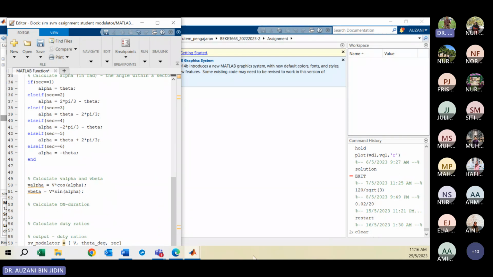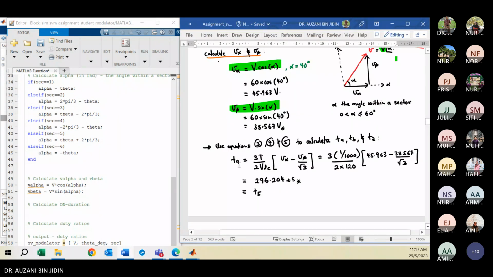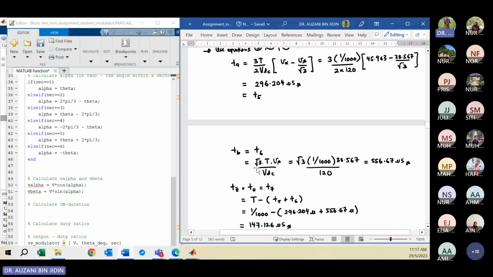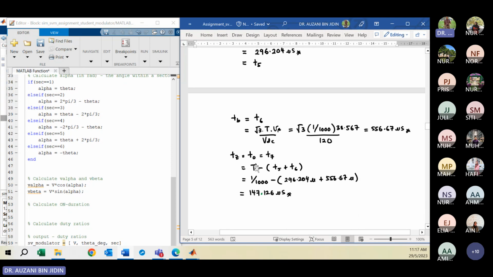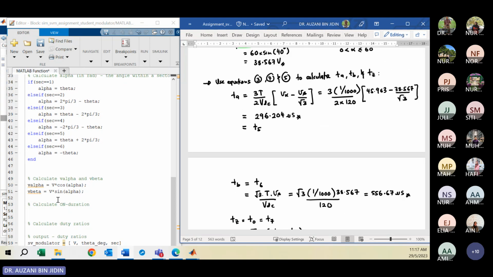Which equation needs to be applied? I see here, this equation. You have equations for TA, TB, this one, and TZ. So you just apply the equation. Here, maybe you write it as TA. And you must put it in general, no need to specify the number. No need to specify the on time for every sector. Just put in general, so you put TA.